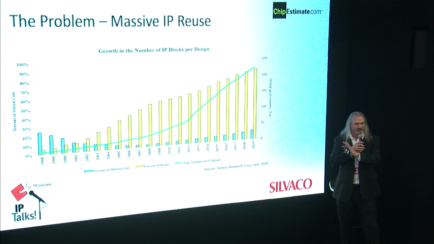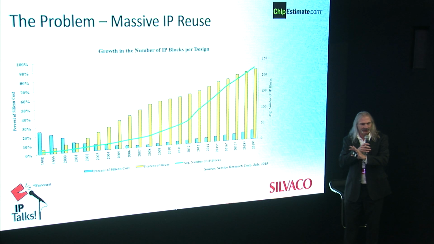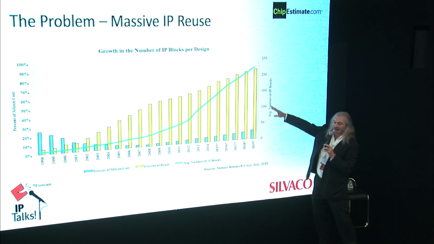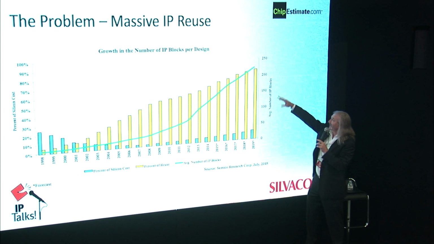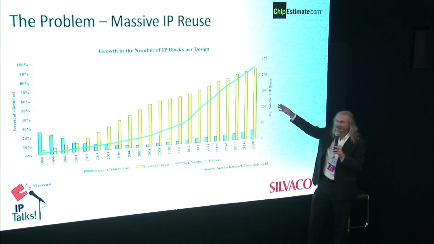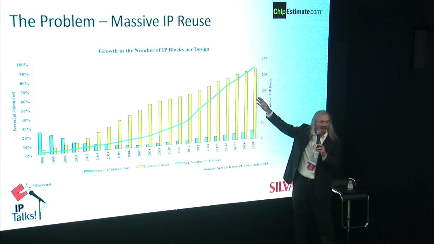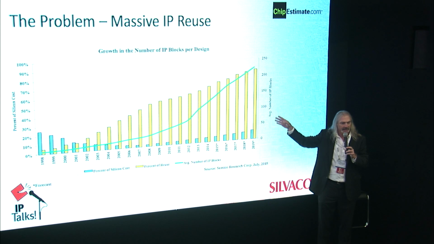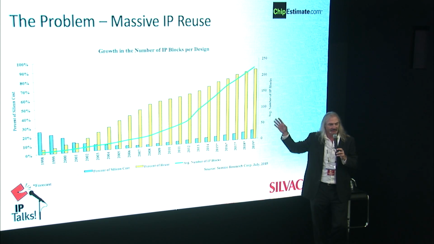Here's the big problem that we're facing in the semiconductor industry. The problem is also a benefit. It's massive IP reuse. And I like to use this chart. It's from Semico Research that shows the percentage of reuse in SoCs today is getting close to 80%. So if you look at today, there's maybe 150 or so IPs per chip that may be sourced from maybe 50 to 60 different suppliers.